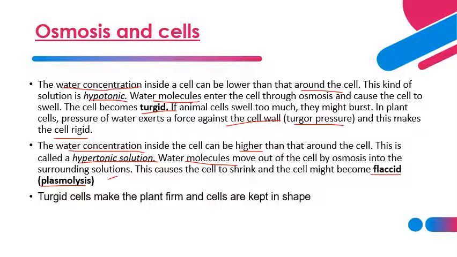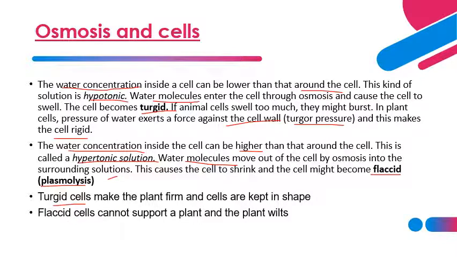Turgid cells make the plant firm, and cells are kept in shape because they make the cell rigid. Flaccid cells cannot support a plant, and the plant wilts.